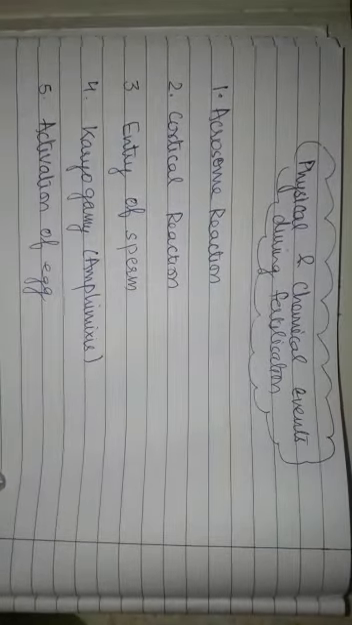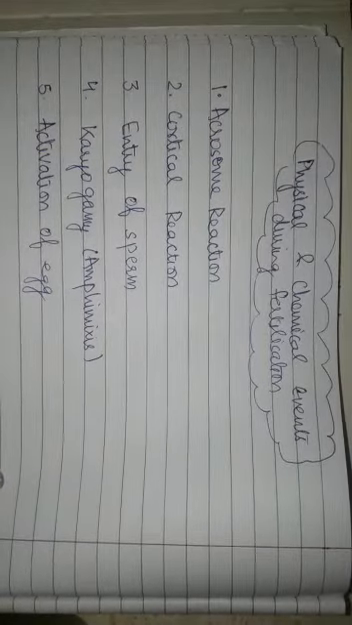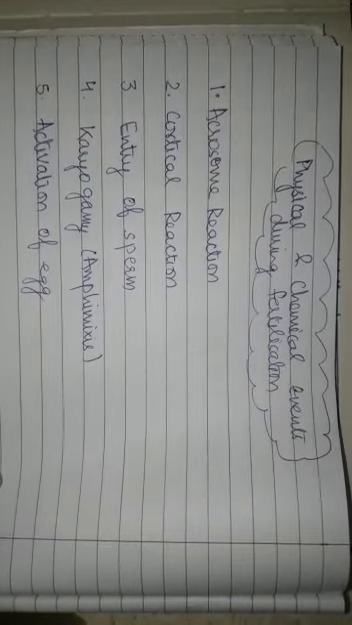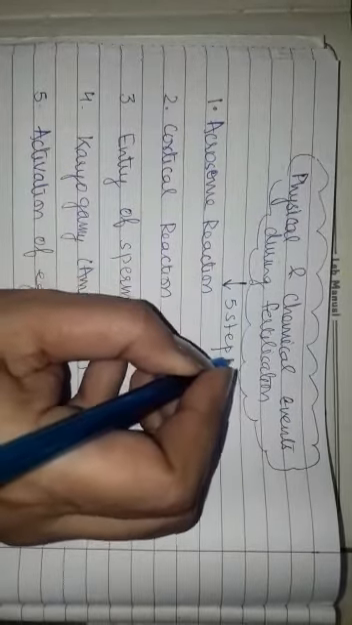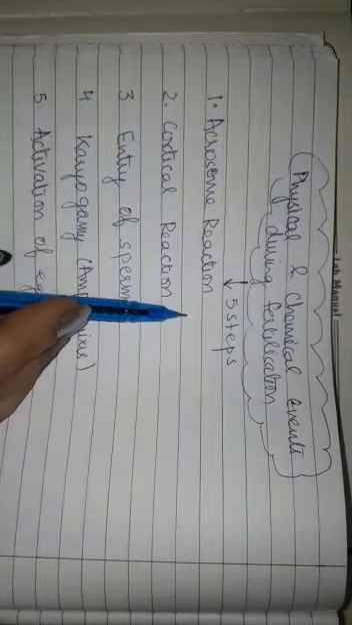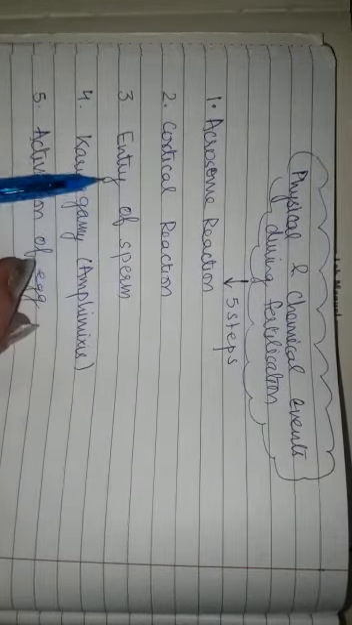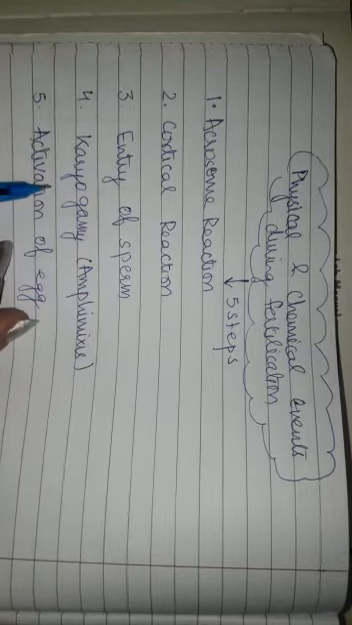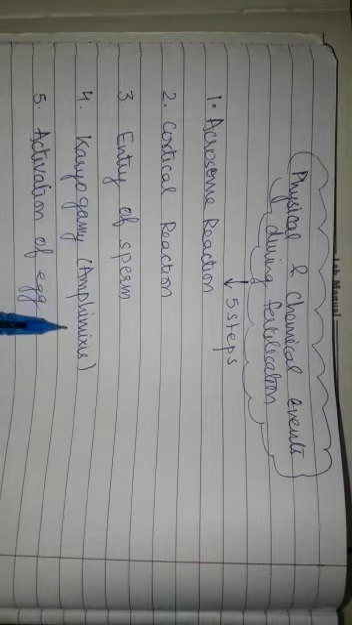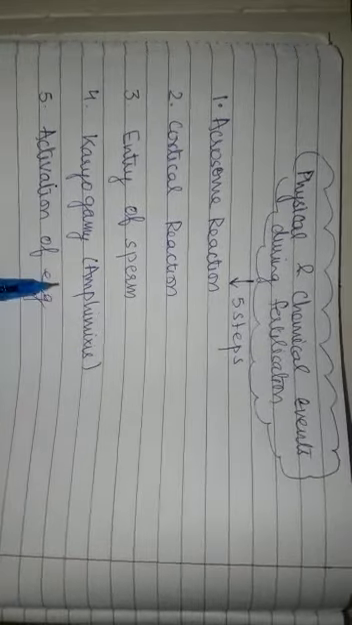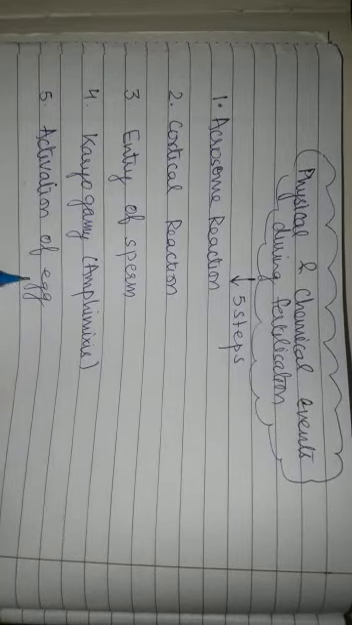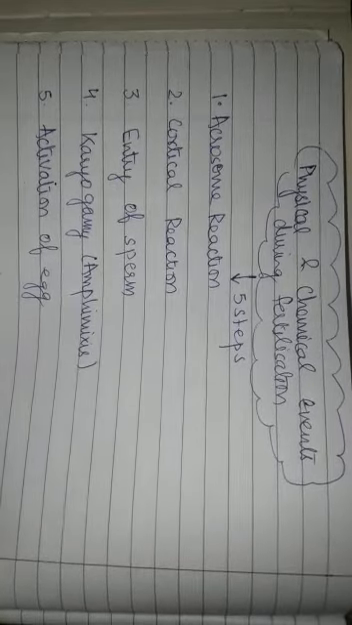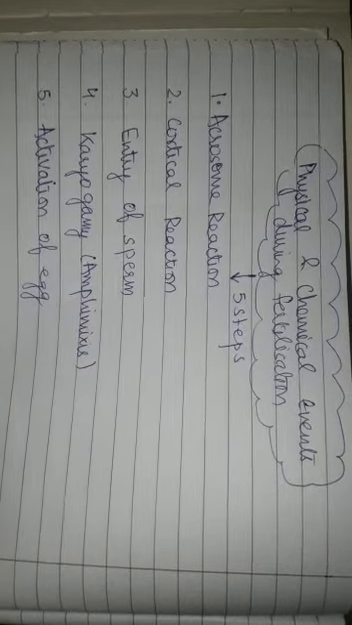Now, the physical and chemical events which take place during fertilization, or we can say the process of fertilization, comprise 5 steps. Number 1 is the acrosome reaction; second is the cortical reaction; third is entry of sperm; fourth is karyogamy, that is amphimixis, the fusion of male and female gamete nuclei; and fifth is activation of egg. These are the 5 steps. The first step is the acrosome reaction.